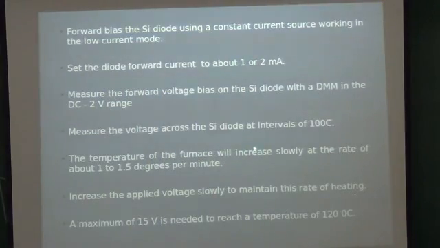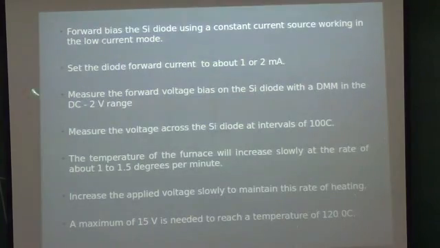The precaution that we have to take is to increase the regulated power supply voltage in such a way that the change in temperature is slow, around 1 to 1.5 degrees per minute. This is a common precaution in all the 3 furnace experiments. We increase the voltage from 7.5 volts to 12.5 volts in such a way that the change in temperature is not more than 1 to 1.5 degrees centigrade per minute. So we have to increase the applied voltage slowly to maintain the rate of heating, and a maximum of around 12 volts is needed to get a temperature of 120.